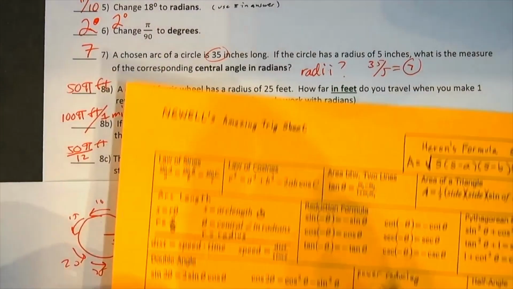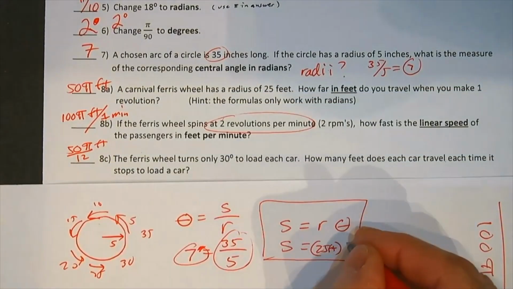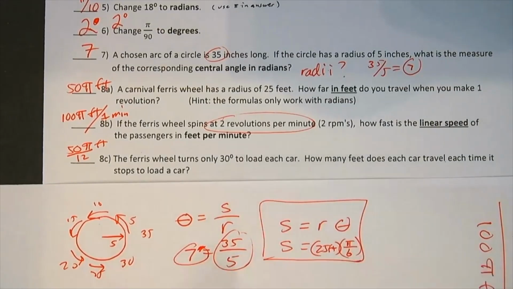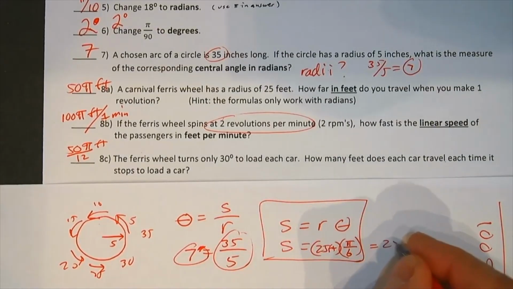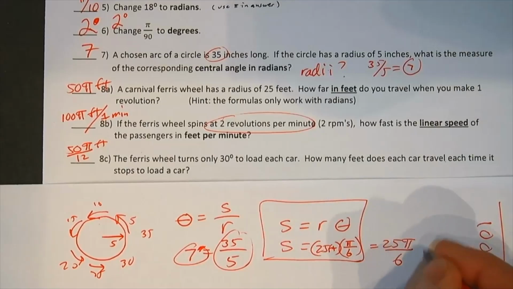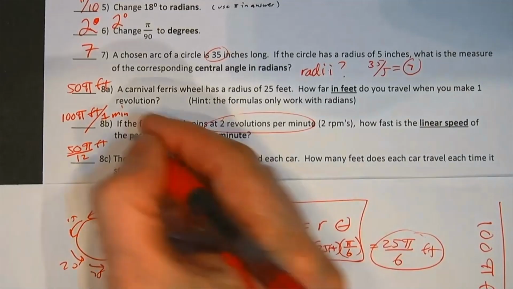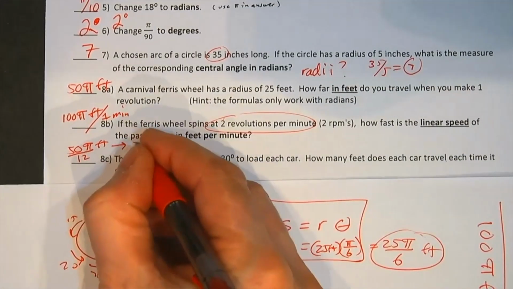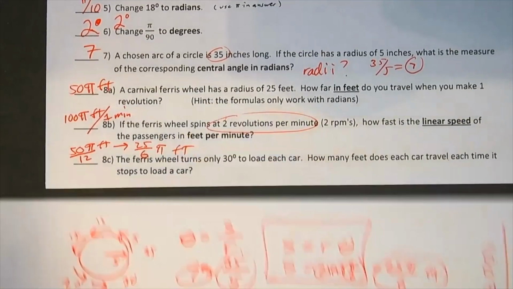30 degrees is pi over 6. So we only went pi over 6. So when you use these, you got to do radians. And that gives you 25 pi over 6. And this is feet. And that's the same answer. Isn't this the same? Yeah, because this can reduce to 25 over 6 pi. Okay, same answer.